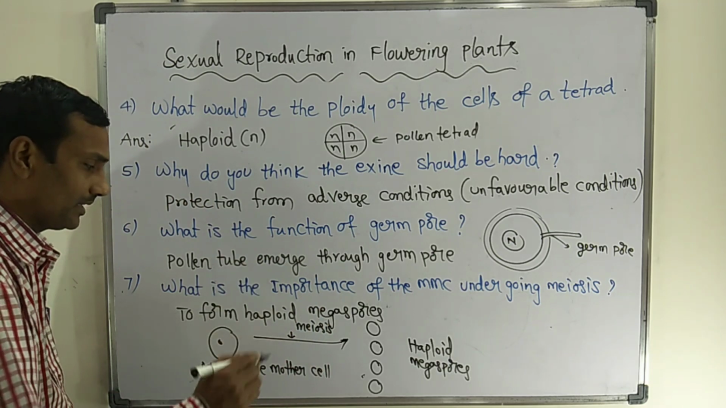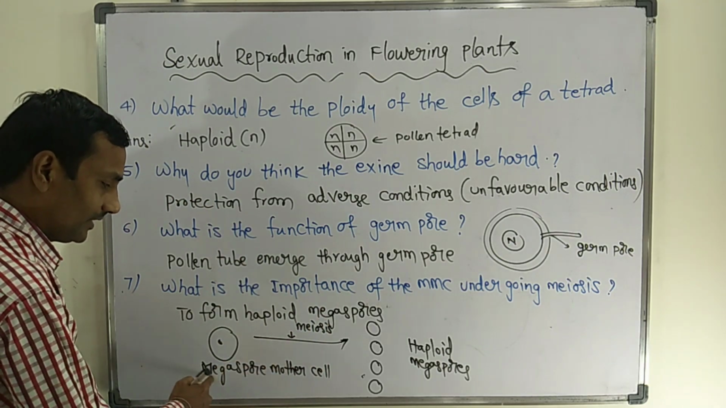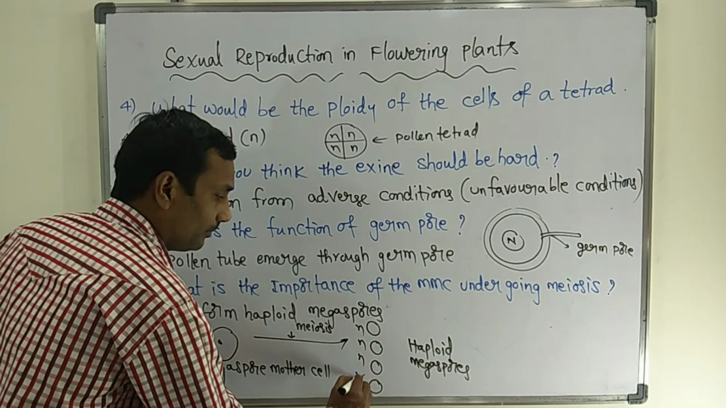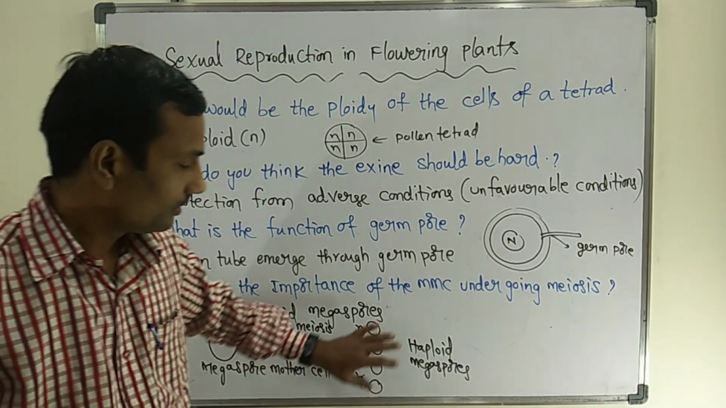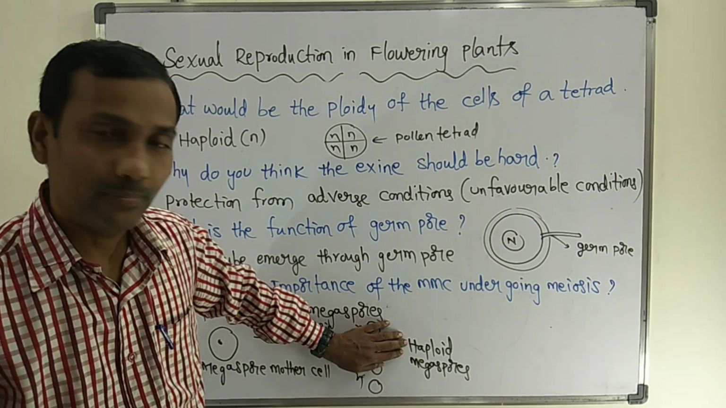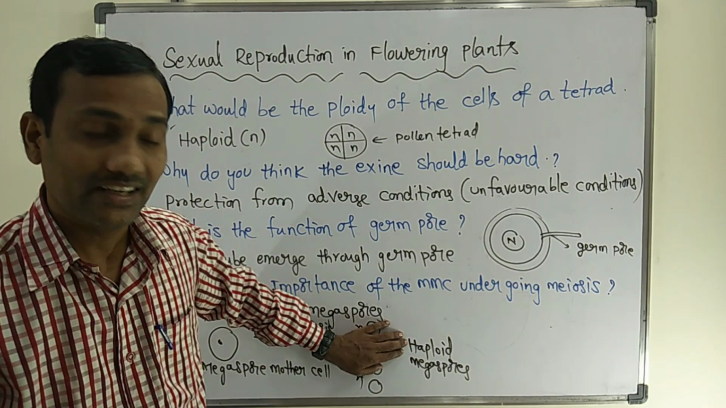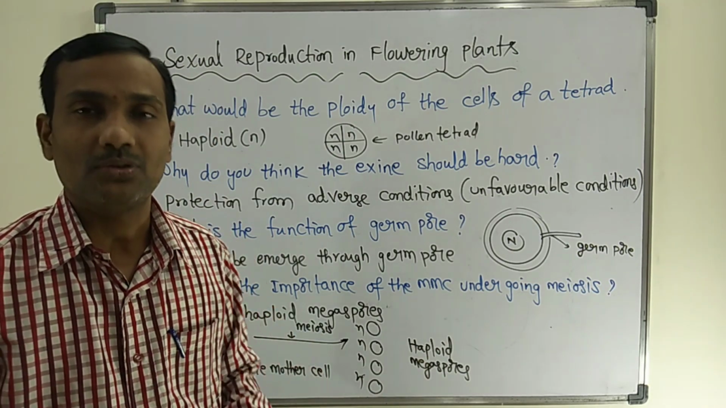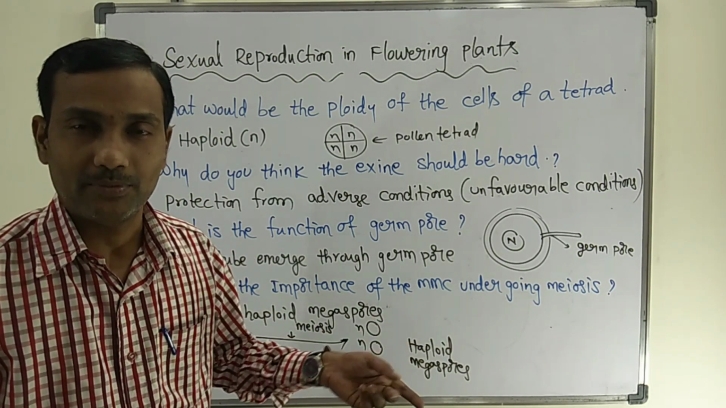The main purpose of the megaspore mother cell undergoing meiosis is to produce haploid megaspores. Usually, in the monosporic development type, 3 megaspores will degenerate. One megaspore enlarges and develops into the embryo sac or female gametophyte.